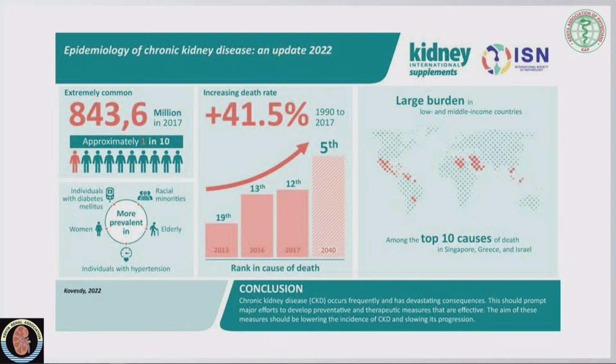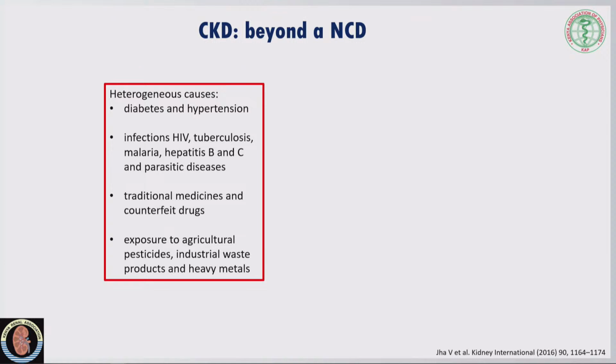It's among the top 10 causes of death in several countries, including Singapore, Greece, and Israel. So in some countries it's already overtaken some of these other diseases. And therefore, chronic kidney disease occurs frequently and has devastating consequences. But CKD is beyond non-communicable diseases because it also has other causes, including infections. And HIV drives chronic kidney disease, not just the disease itself, but also the treatment, the medications used. Tuberculosis, malaria, hepatitis B and C are a common cause of glomerular problems affecting chronic kidney disease.